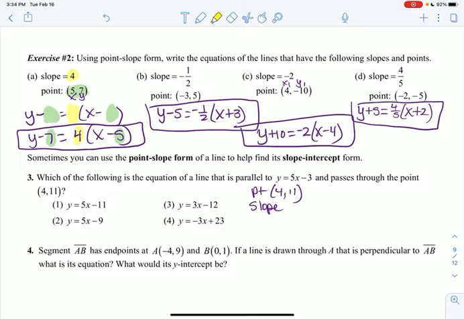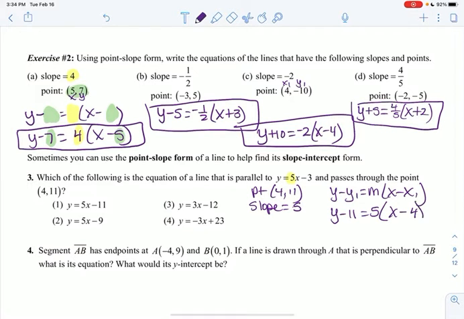It's parallel to this other line. The only reason they're giving you this other equation, not for the y-intercept, but they're giving you that other equation for the slope. So that other equation has a slope of 5, and it's parallel, and you guys have to remember that parallel lines have the same slope. Then all you do is you take the point, and you take the slope, and you plug it in. And that's it. So y minus 11 equals my slope, which is 5, x minus x1, which is 4.